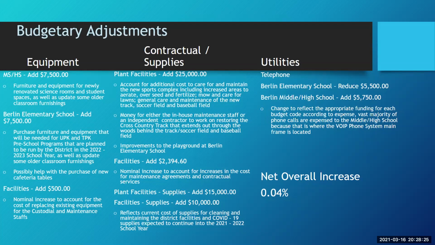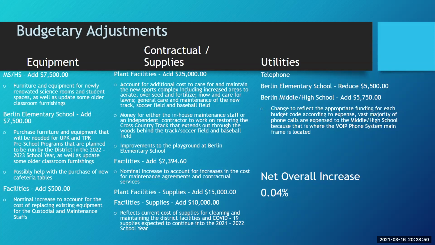We still are buying COVID-19 PPE supplies now, and we have other supplies in order to maintain the building. So again, I added $15,000 to supplies on the maintenance side and $10,000 to the custodial side.